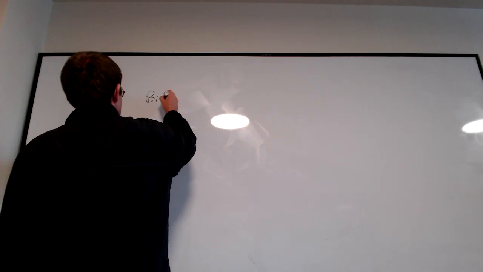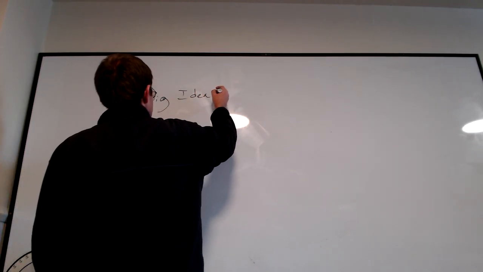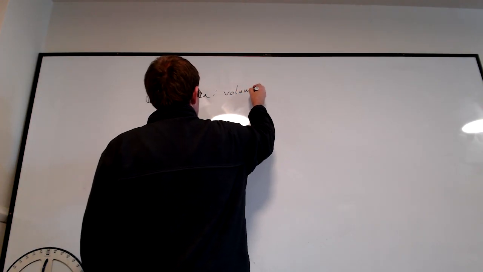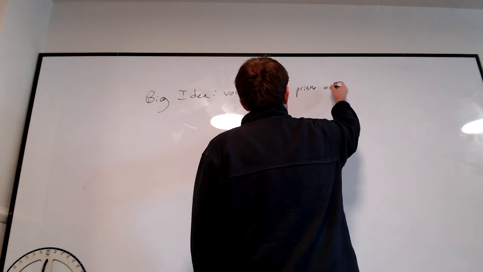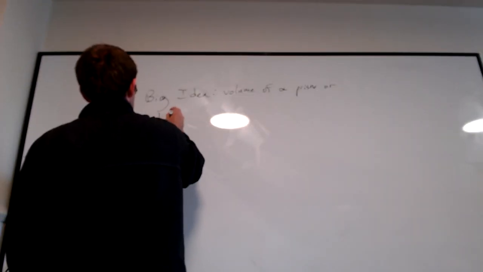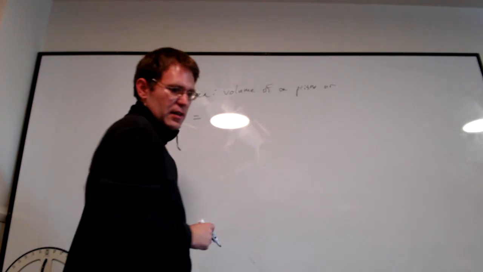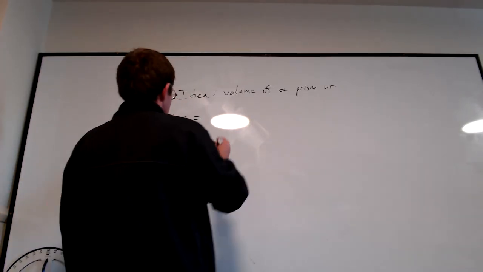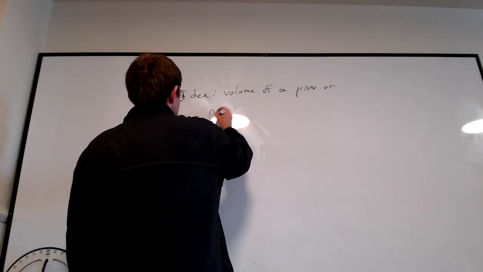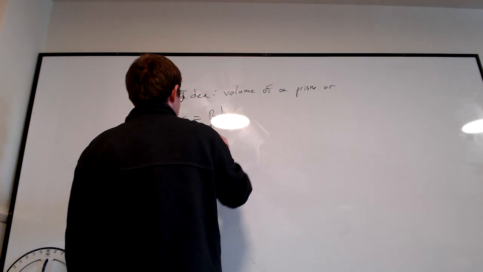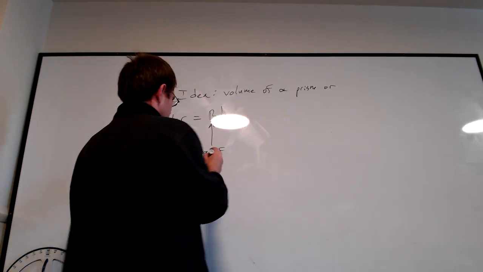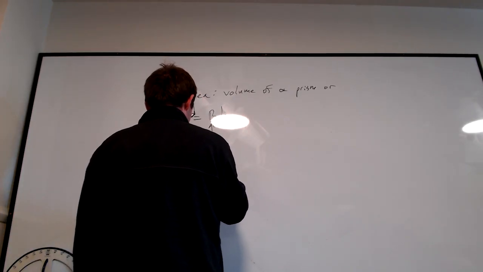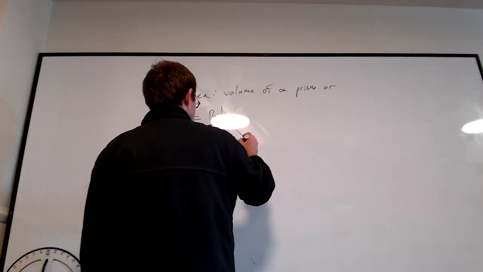Okay, so big idea. Volume of a prism or cylinder equals, we'll call it B times H. So in this case, B is the area of the base of the object, and H is the height.